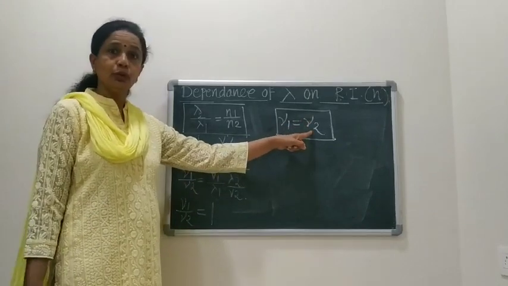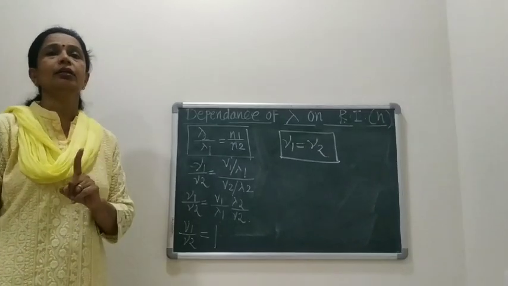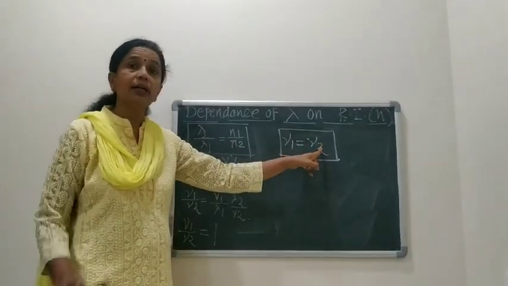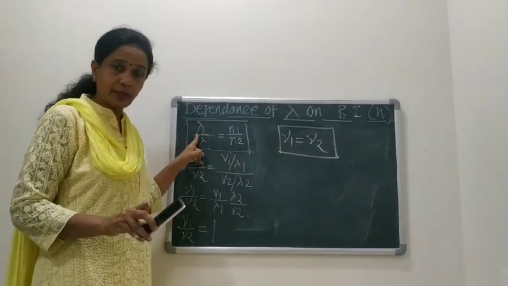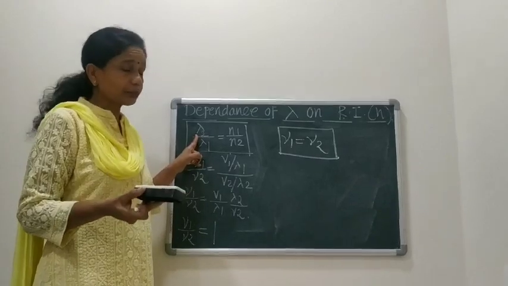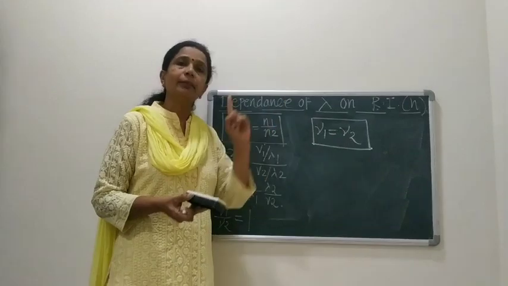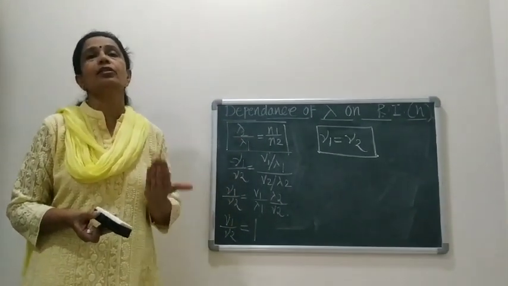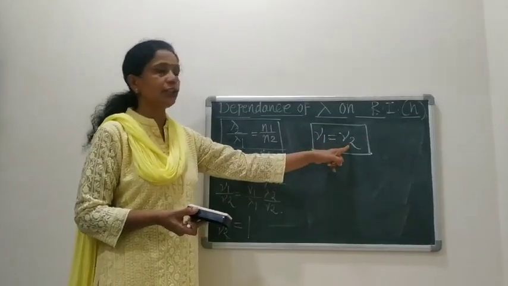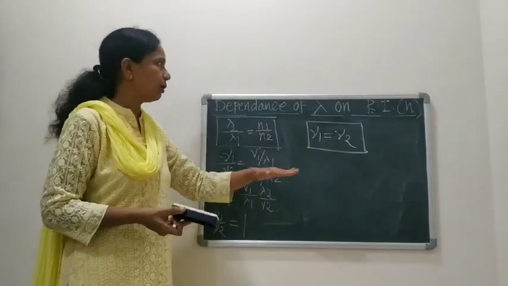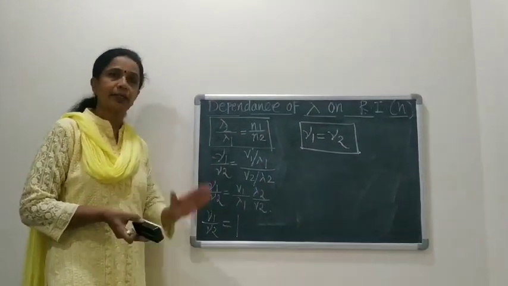Nu1 is equal to nu2 means when the light rays travel from one medium to another medium, its frequency remains constant. Only the wavelength changes. As the wavelength changes, the velocity of the light rays also changes, but its frequency remains constant because frequency is the property of the source. Therefore we get nu1 is equal to nu2. This is all about the dependence of lambda on the refractive index n.